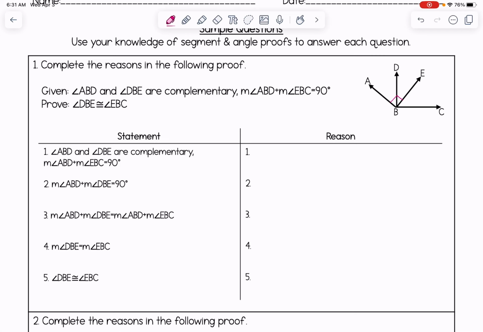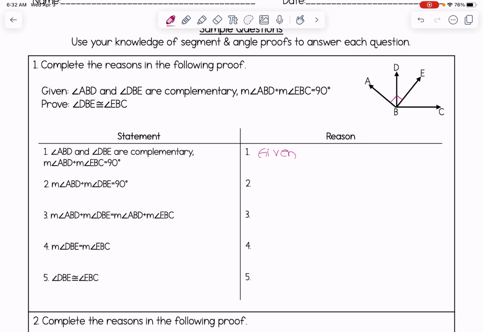Complementary would mean they add up to 90. ABD and EBC have a sum of 90. So this angle here and this angle here have a sum of 90 degrees. We want to prove that angle DBE and angle EBC are congruent to one another. All right, let's start with our proof. So statement one says angle ABD and angle DBE are complementary, and that the measure of angle ABD and the measure of angle ABC is 90. Well, that was just our given information, so I'm just going to write given in there.